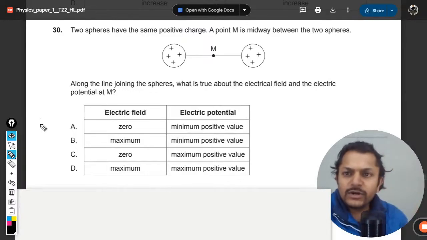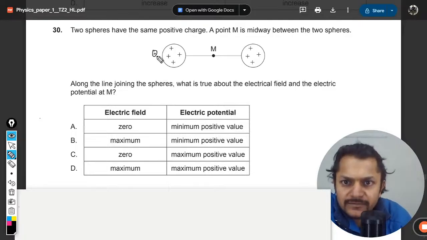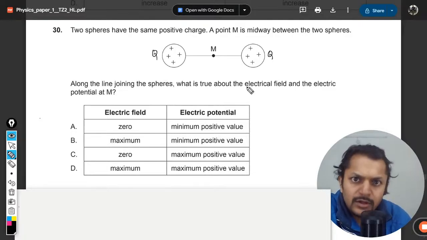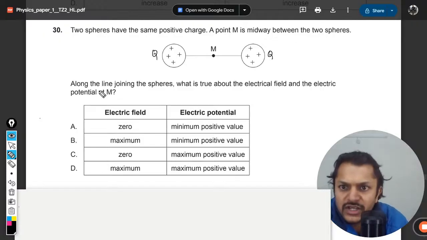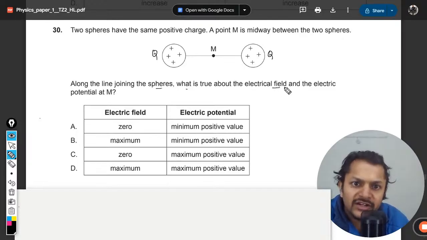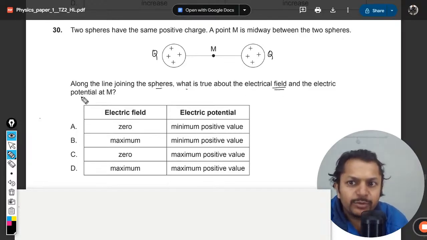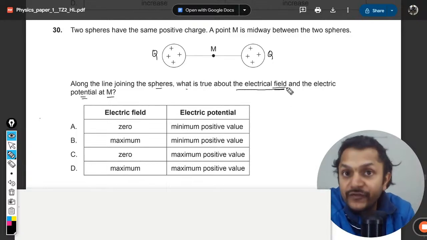Okay, dear student, let us see what is there in this question. Two spheres have the same positive charge. A point M is midway between the two spheres along the line joining the spheres. What is true about the electric field and the electric potential at M? When they write electric field, you have to read it as electric field strength.